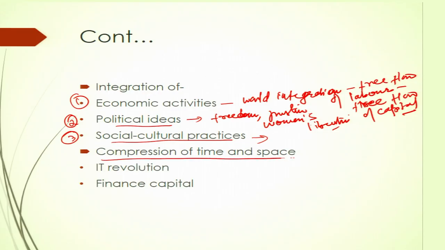Because of the lightning speed at which the information flow is taking place, the whole world is getting integrated and turning into a globe. In other sense, we can argue that globalization is about compression of time and space. Now, this is very important to understand, how can we explain globalization as compression of time and space.